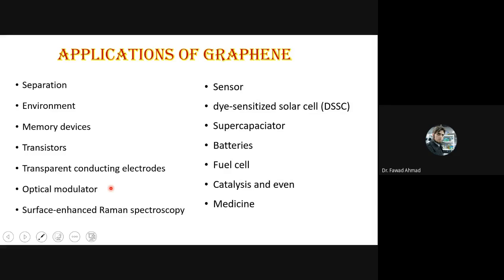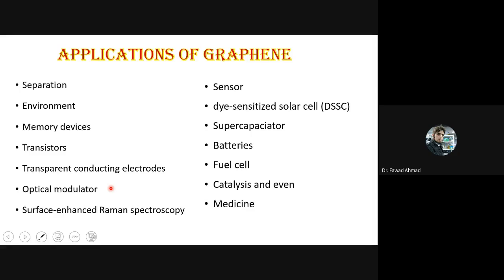It can also be used on the environmental side, for controlling environmental pollution or for absorbing pollutants. It can also be used in memory devices, transistors, and transparent conducting electrodes. As I told you, its transparency is more than 97, up to 98%. Also optical modulators, surface enhanced Raman spectroscopy, sensors, dye sensitized solar cells, supercapacitors, batteries, fuel cells, catalysis, and even medicine. So there are a lot of applications. That is a broad spectrum.